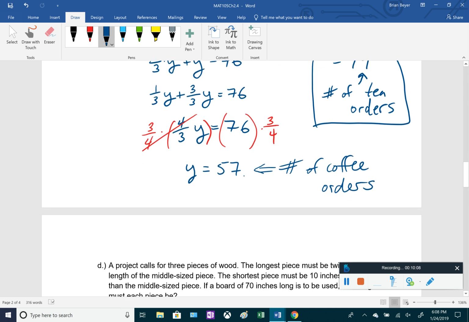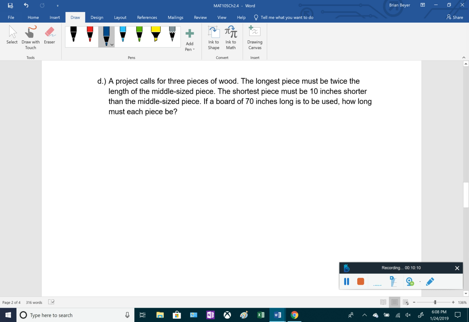Okay, let's do another one. So a project calls for 3 pieces of wood. The longest piece must be twice the length of the middle piece. The shortest piece must be 10 inches shorter than the middle piece. If a board 70 inches long is to be used, how long must each one of those 3 pieces be? So let's start this off here.